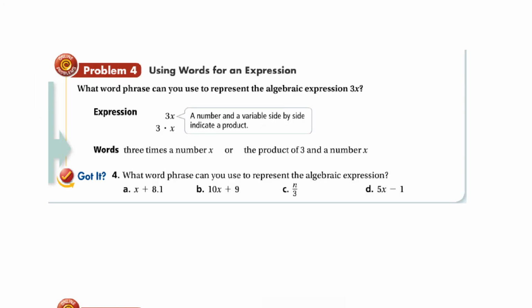Looking at a problem 4, using words for an expression, now they give us the expression and they want us to write out the words. There will be more than one way to write word phrases for the varying expressions. If you look at the example, we had the expression 3x, and they give you 2 possible ways that that word phrase could be written.